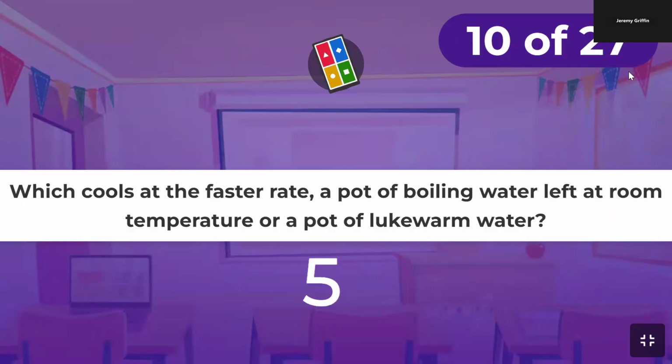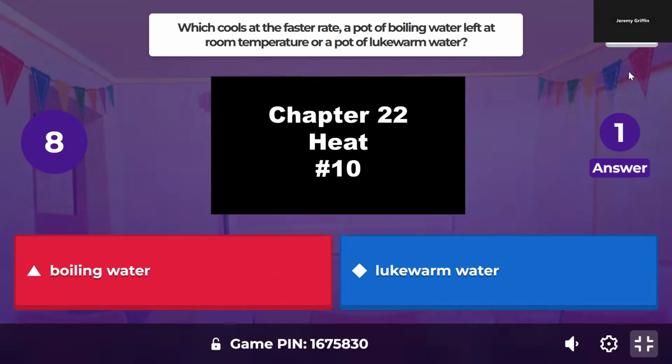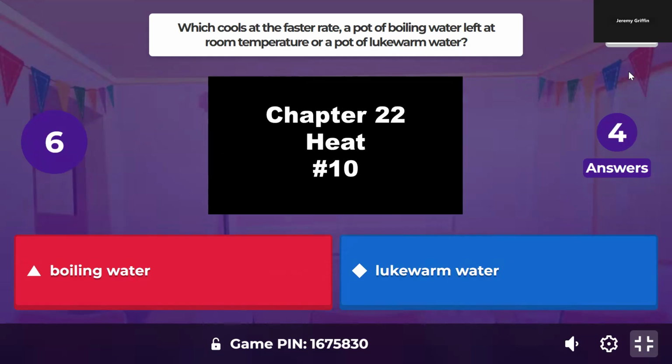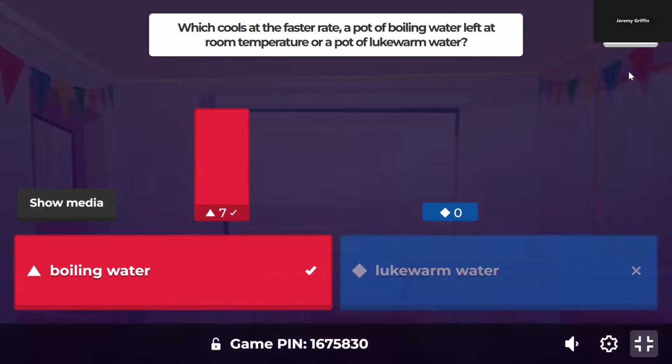Oh, which cools at a faster rate? Ooh, it's a little tricky. A pot of boiling water, or lukewarm water. Faster rate. Oh, yeah, look at you guys go. All right, I wasn't sure how you guys were going to handle that one.